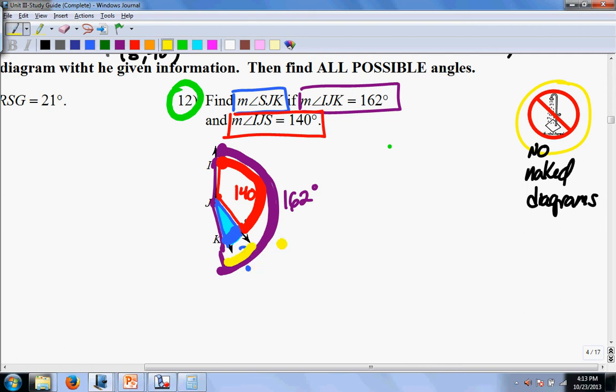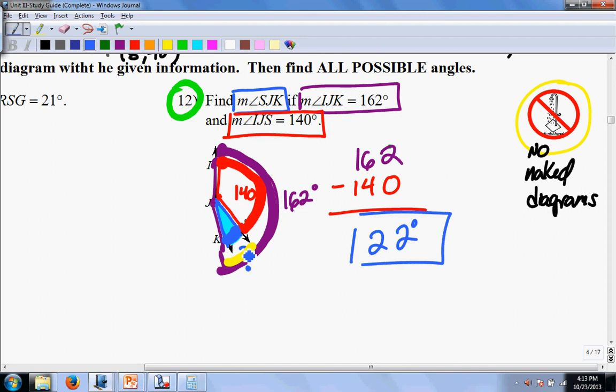Hopefully you see that all you do is you take the purple and subtract the red. So our purple is 162. We're going to minus the red, which is 140. And that's going to give us the blue. This is 2, that's 2, that's 0. So we know here that the measure of angle SJK equals 22 degrees.